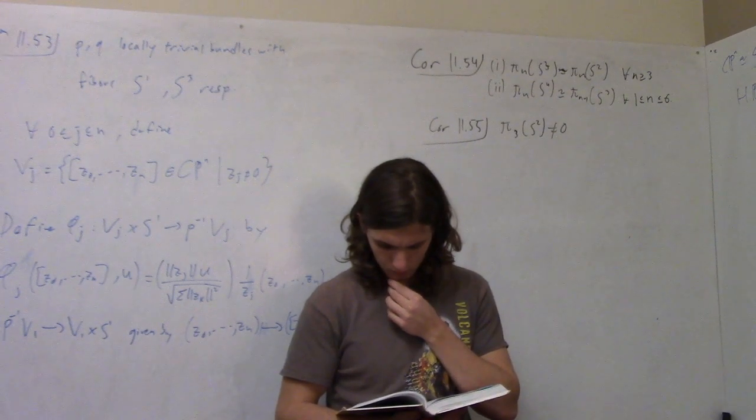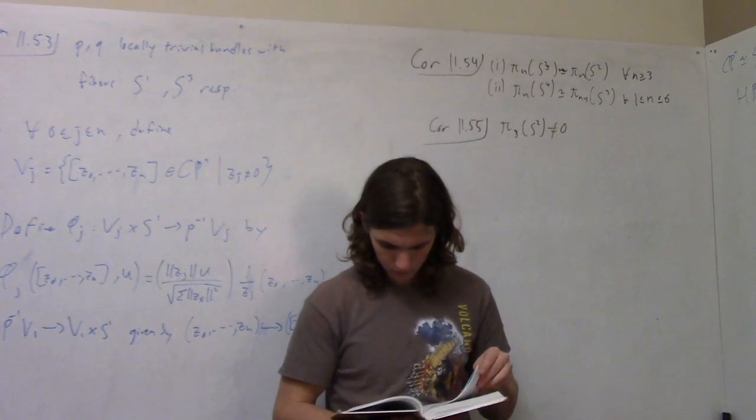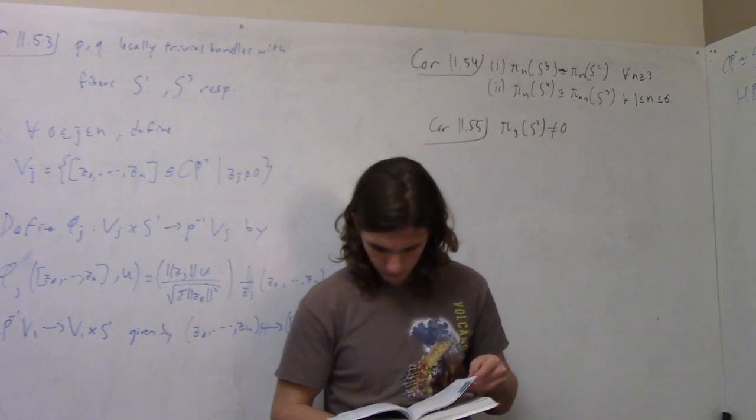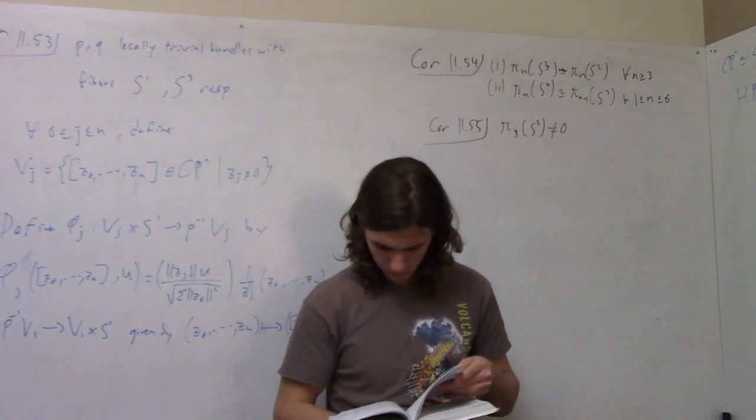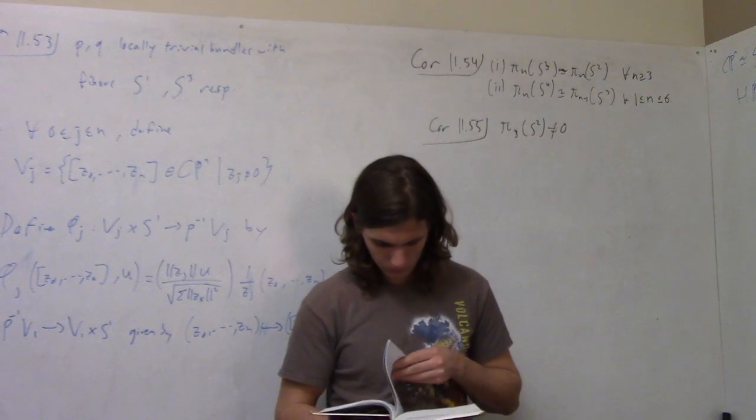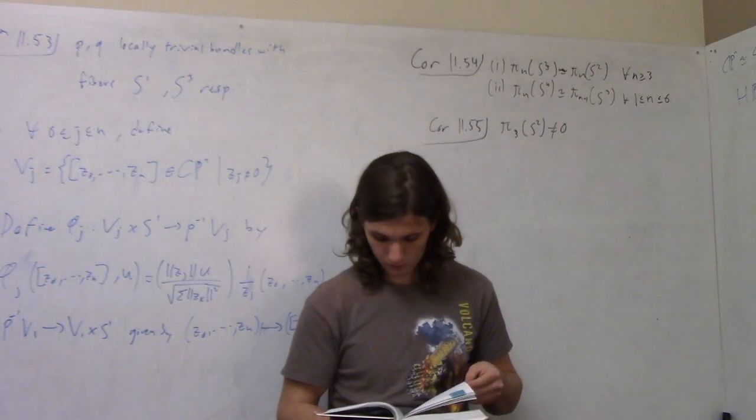So he had before shown that pi 4 of X was not 0. Now he's got that pi 4 of CP2 is 0. So obviously, the homotopy groups of X and Y here are not isomorphic, even though the homology groups are isomorphic.